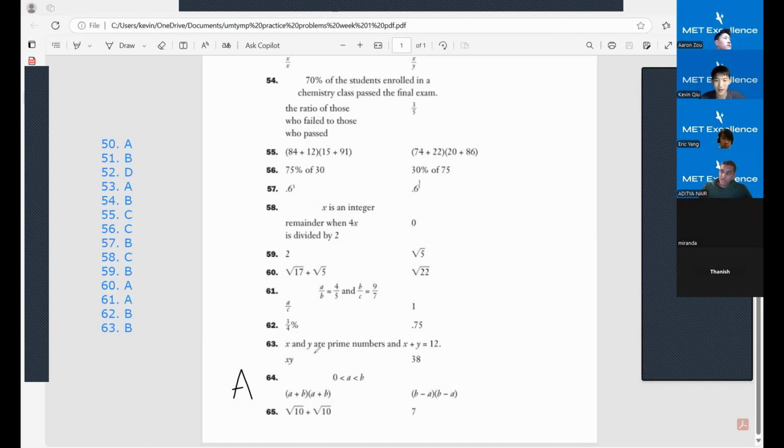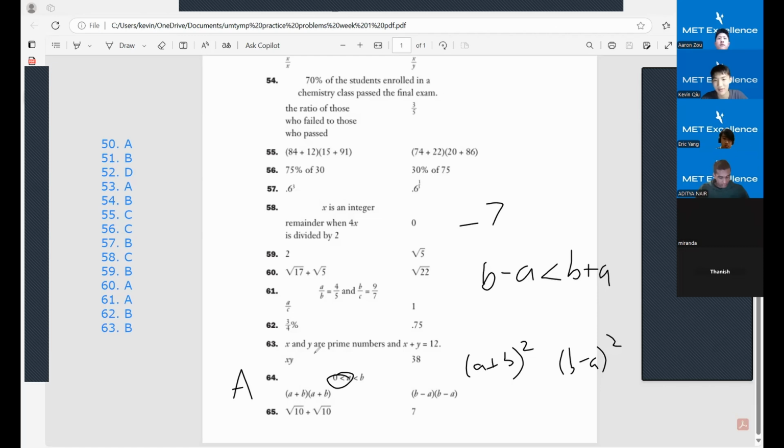It is A. The reasoning behind this is the first quantity is just (A plus B) squared, and the second is (B minus A) squared. So since we know that A is positive, it's important to note both things. First of all, since A is positive, B minus A is less than B plus A. But then we also have to consider what if B minus A is more negative than A plus B is positive? Because that would make the square greater, right? For example, -7 is less than 5, but 49 is greater than 25.